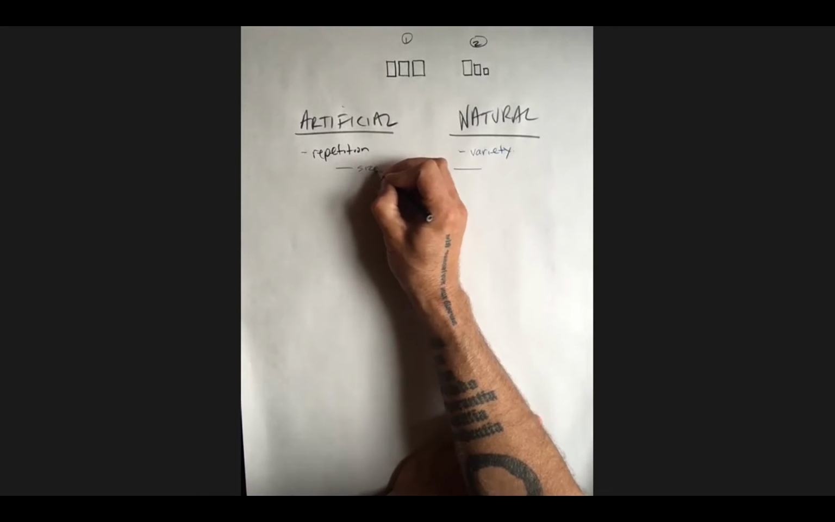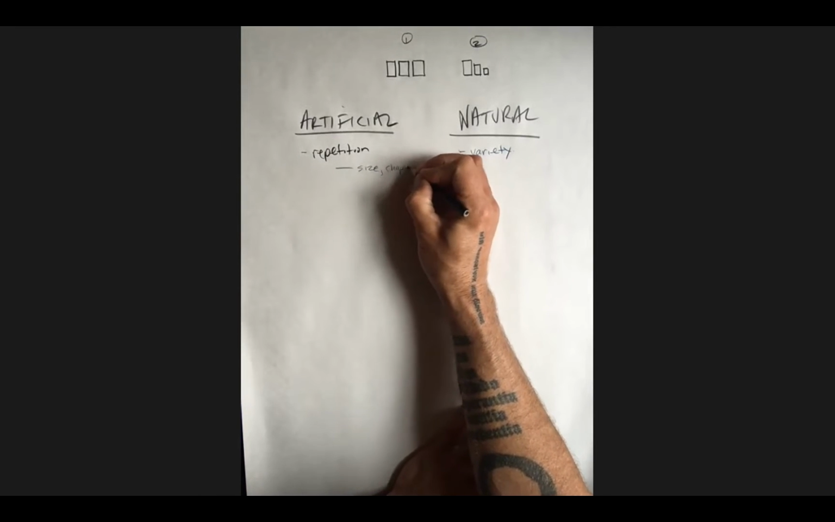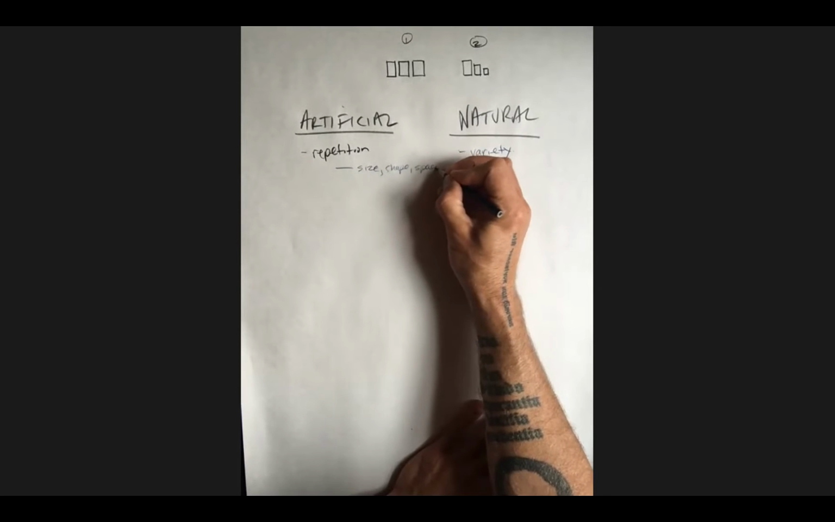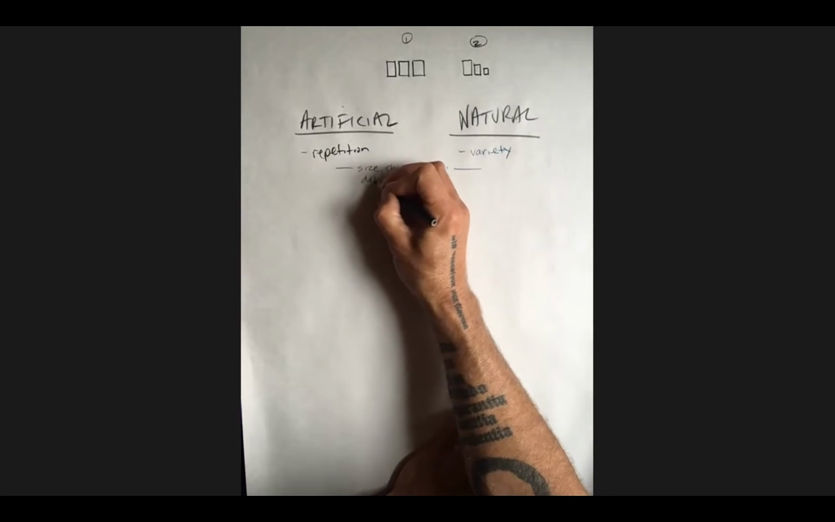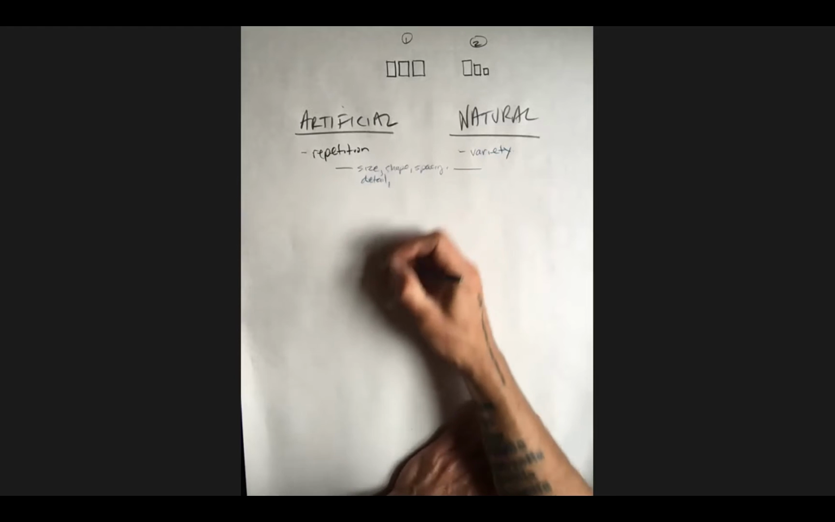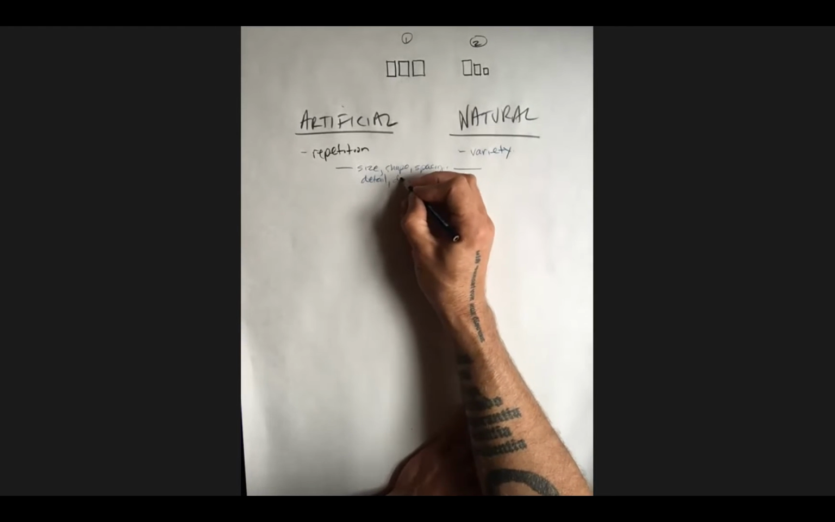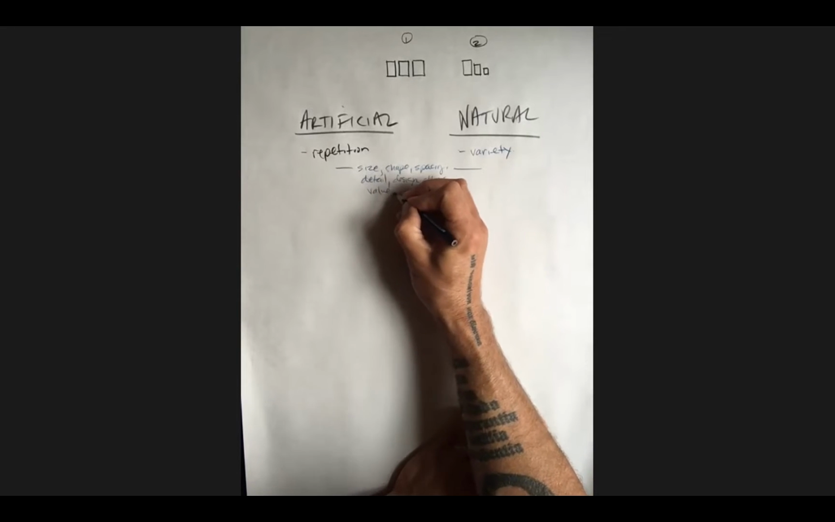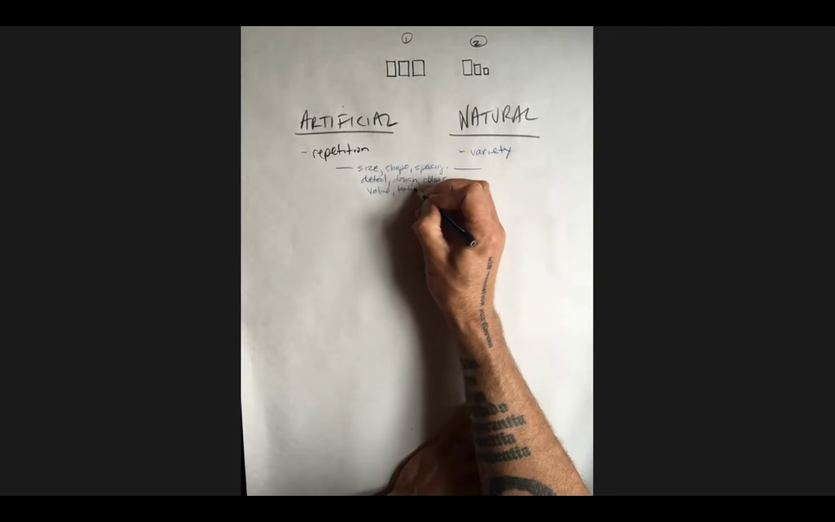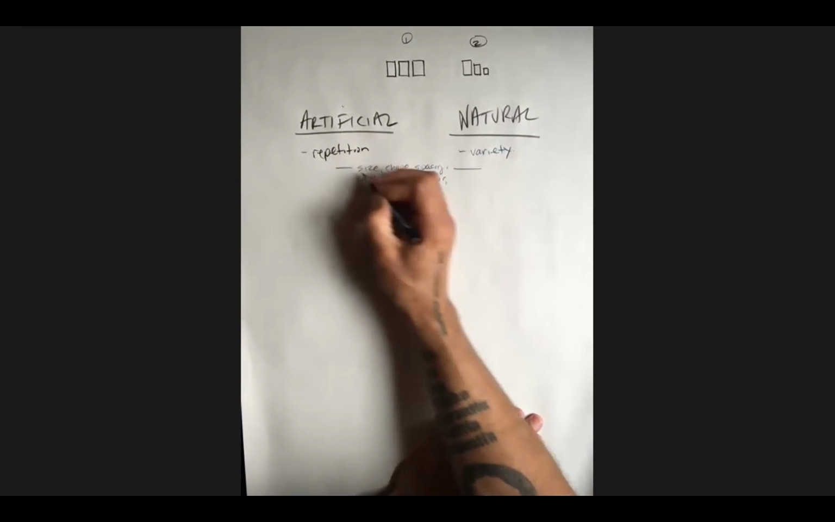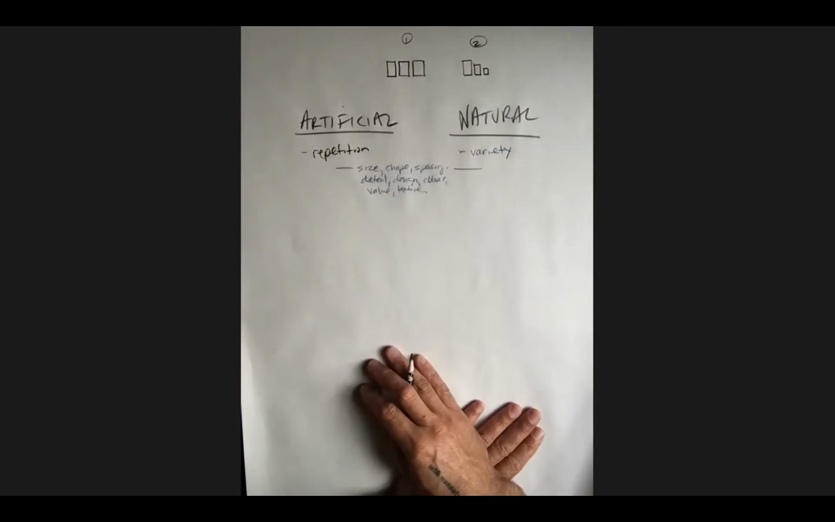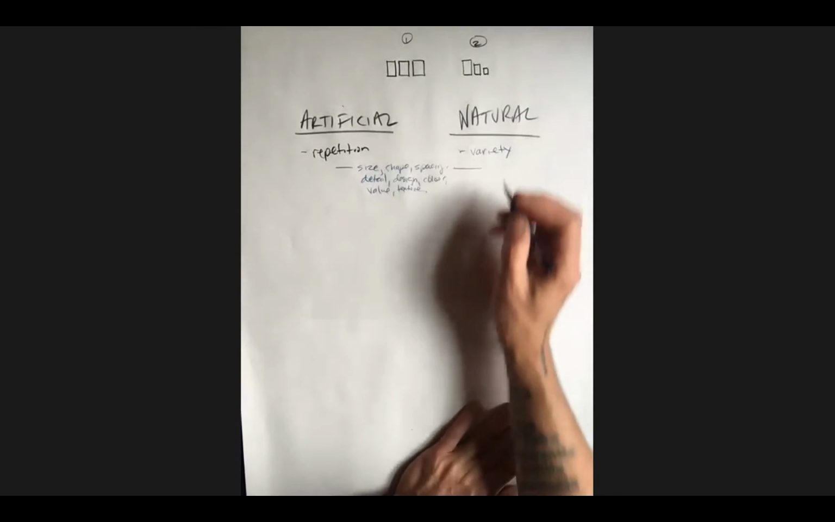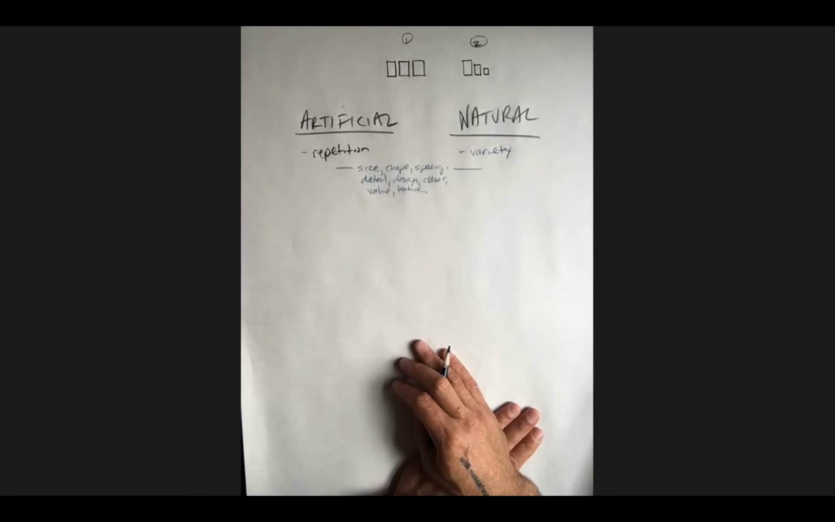So size, shape, spacing, detail, design, and when we get into it, same thing with color, value, texture. Basically, the more that you have of this, the more artificial that picture is going to feel. The more that you have of this, the more natural that picture is going to feel.